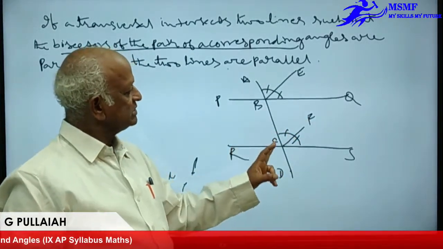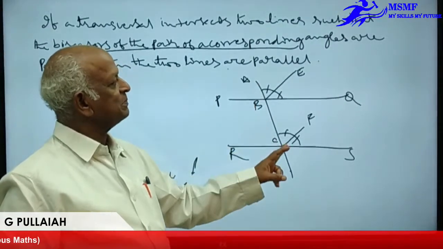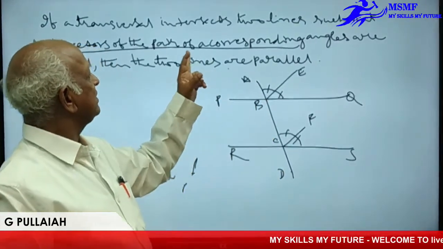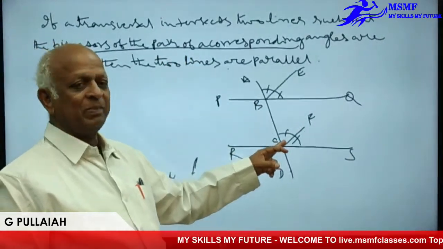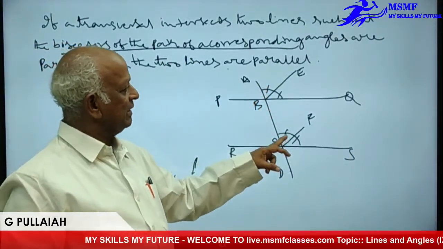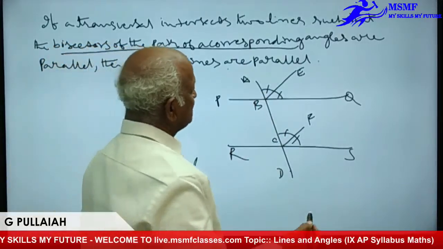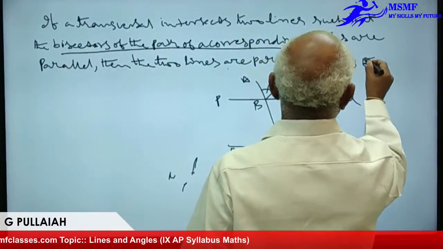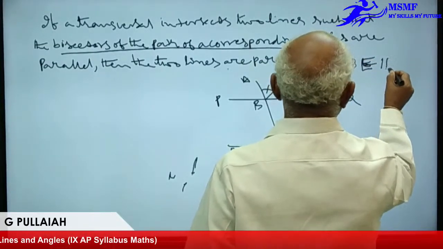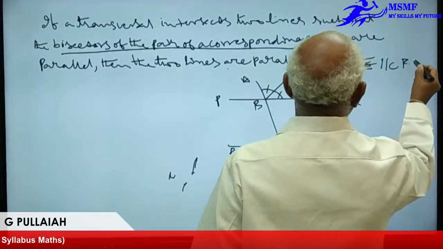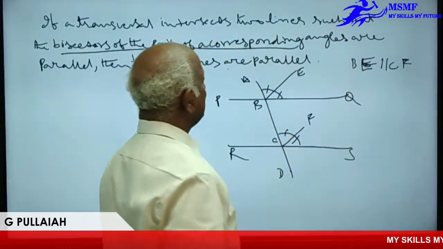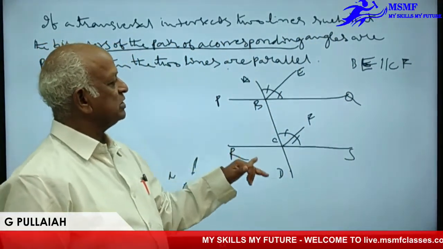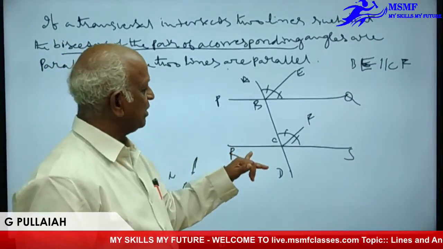So what is going on here? These bisectors are parallel. The bisectors are parallel. Understand? So here it is given that BE is parallel to CF. What we have to prove is that PQ is parallel to RS.